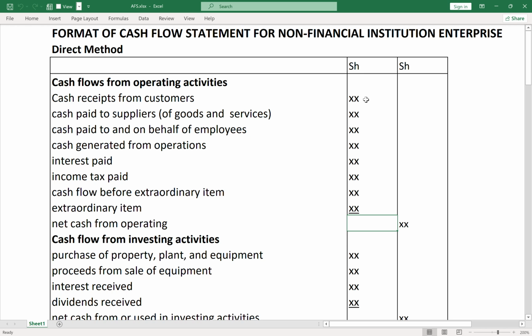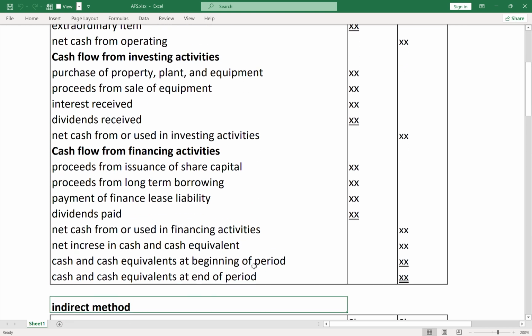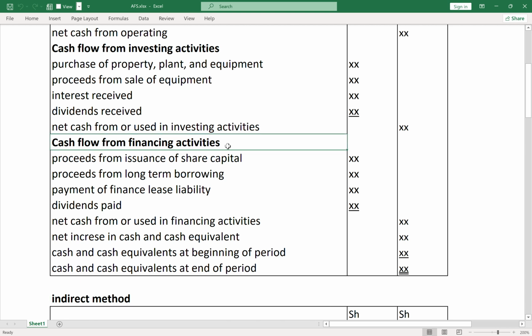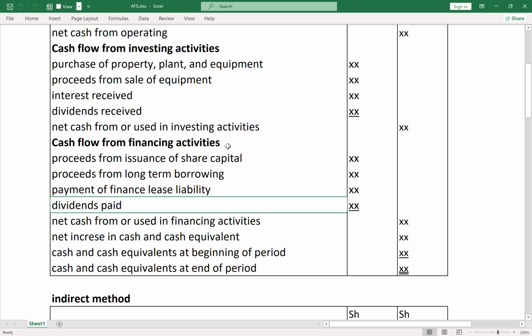So then we go to the cash flow from investing activities. Here we are going to have the purchases of property, plant, equipment, the proceeds from sale of equipment. You have the interest received, dividend received, and then you get the net cash from or used in investing activities. Then we also have the cash flow from financing activities. We have the proceeds from issuance of share capital, proceeds from long-term borrowing, payment of finance lease liability, the dividends paid.